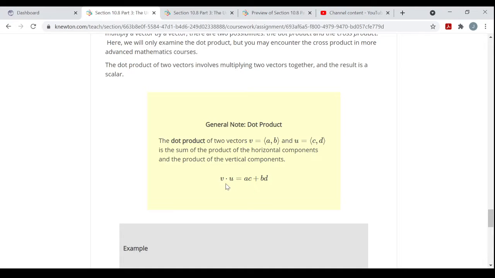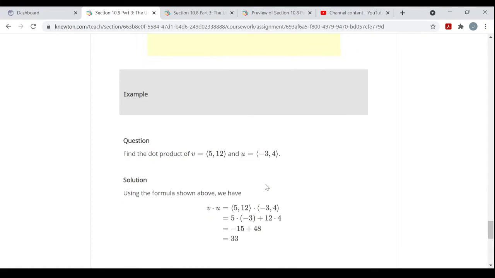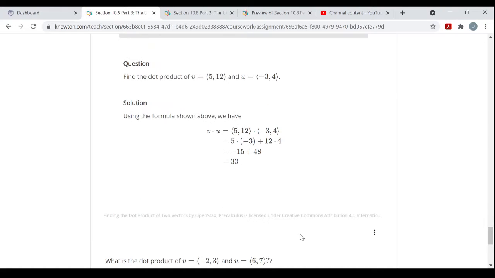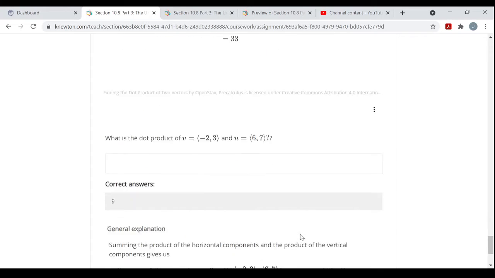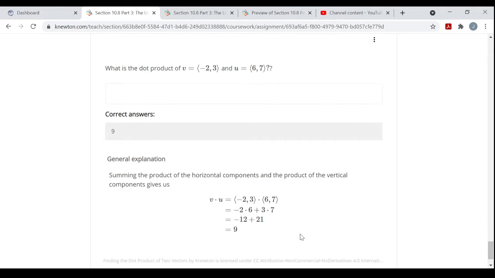So the dot product of v and u is the product of the first components, a times c, plus the product of the second components, b times d. And then they show you an example here, very easy. The dot product of these two vectors would be negative 15 plus 48, which would be 33. And that's all you're asked to do. Now I'm going to go a little further in this video and explain what you can tell about two vectors when you know the dot product.